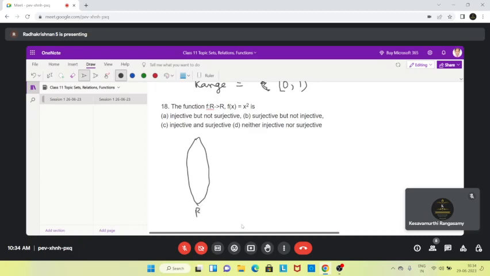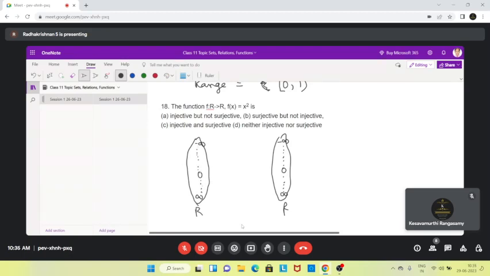Okay, here you have R, here also you have R. R would mean, let us say, minus infinity to infinity, okay? So all kinds of values, some huge values, zero. So here also it is going to be like this. This is your domain, and the function is f of x is equal to x square.